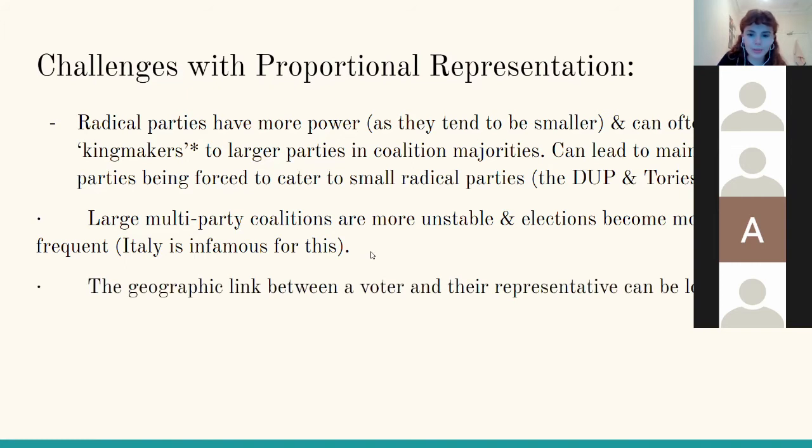The geographic link between a voter and their representative can be lost. Again, a lot of these, especially the list party systems, you're just voting for a party that's kind of faceless. A couple of reasons why this might be bad that I can think of off the top of my head: probably the first one being that sometimes having a visible representative makes people more politically engaged. And then also secondly, that sometimes people face specific geographic issues or concerns.